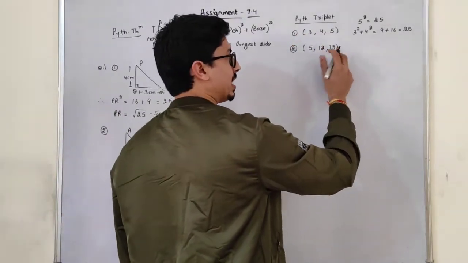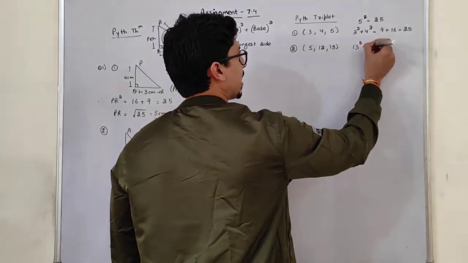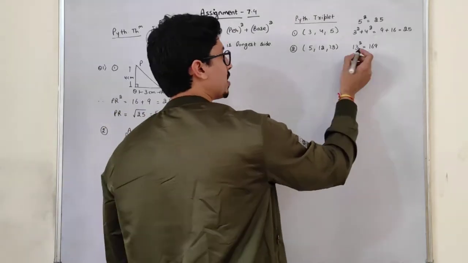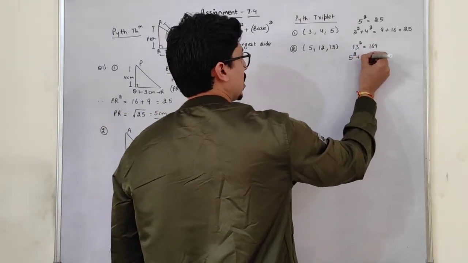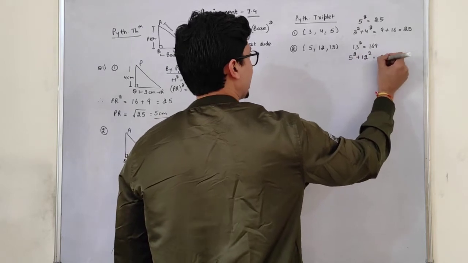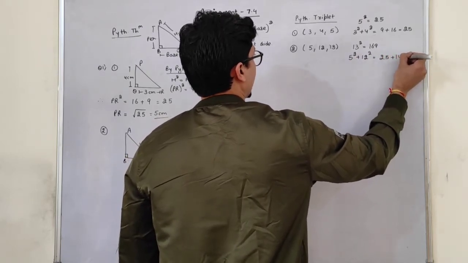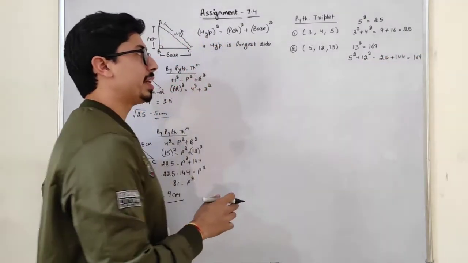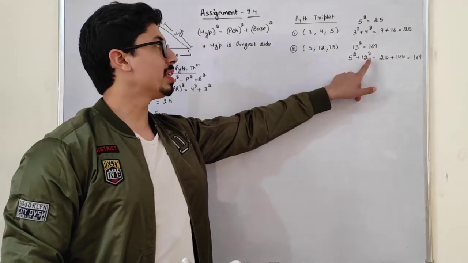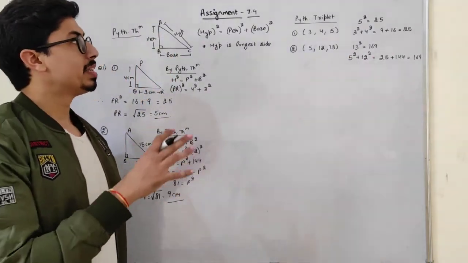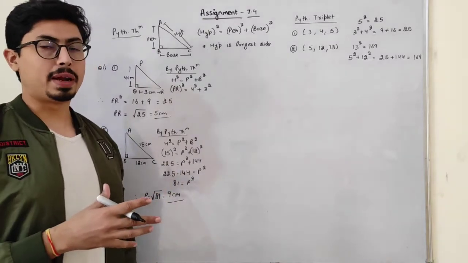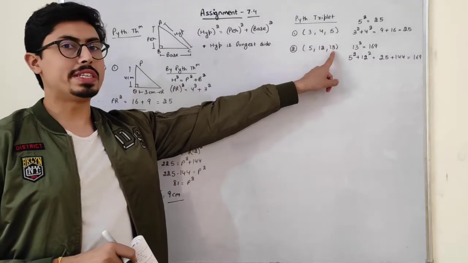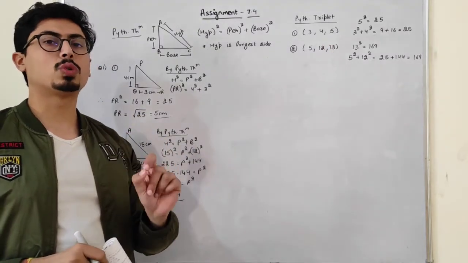See, if I take the largest side, that is 13, 13 square is 169. And the sum of the squares of the other two sides: 5 square is 25, 12 square is 144. If I add them, it will be 169. So these 169 and 169 are equal. So 5 square plus 12 square is equal to 13 square. So these are our Pythagorean triplet, which satisfy the condition that the square of one side is equal to the sum of the squares of the two remaining sides.